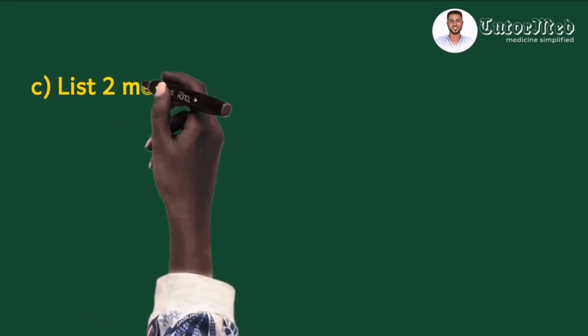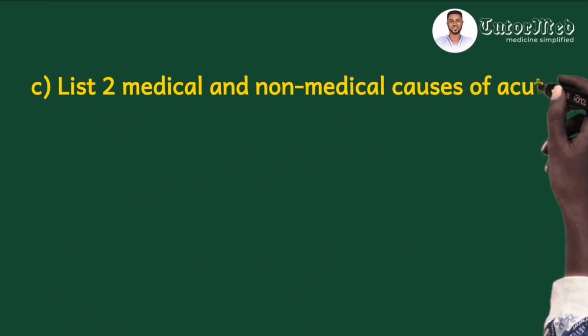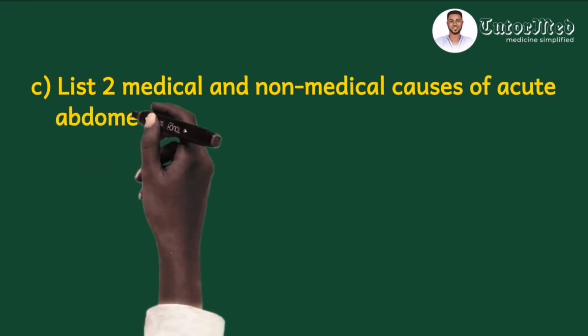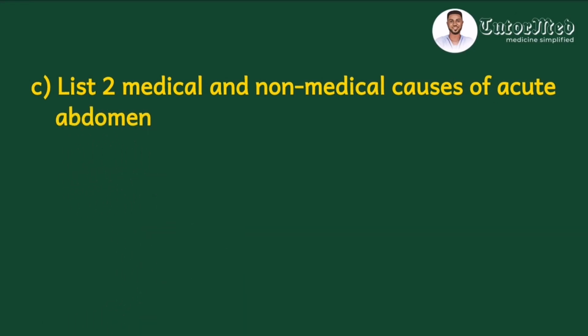Very good. And so let's see the third question in this clinical vignette. The third question says, list 2 medical and 2 non-medical causes of acute abdomen. This question presupposes that not all acute abdomens require surgical intervention. There are some causes of acute abdomen which are even psychiatric in origin, medical in origin. And so let's go back to our question.